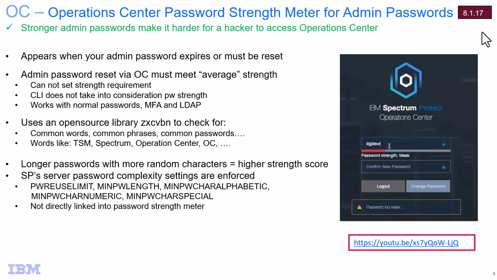Now, a longer password with more random characters will also give you a higher strength score, and the Spectrum Protect server password complexity settings are being enforced. So things like password reuse limit, min password length, min password characters alphabetic, min password characters numeric, or min password characters special. And a lot of those were introduced in the last two versions of Spectrum Protect.